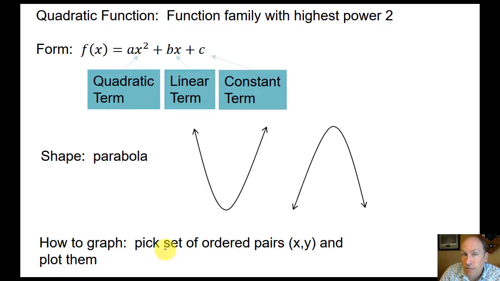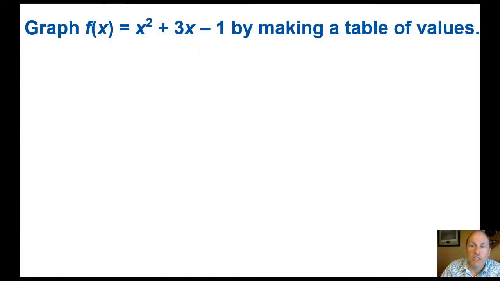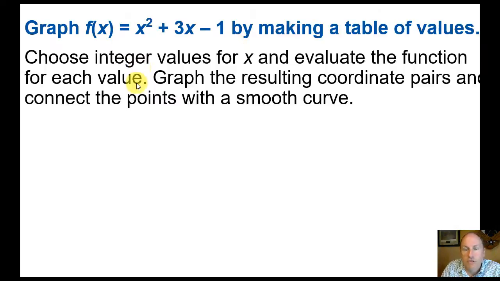And how you graph them is exactly like you graph anything else. You pick sets of ordered pairs and you plot them. So let's graph a quadratic function just by using a table. Let's take the graph of f of x equals x squared plus 3x minus 1, and we're going to make a table of values. So let's start by choosing integer values for x, and then we'll find out what the function gives us as output with those inputs. We'll graph the coordinate points, and we will create one of these parabola shapes.